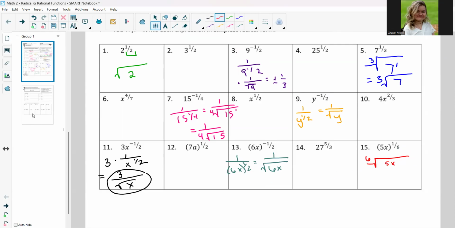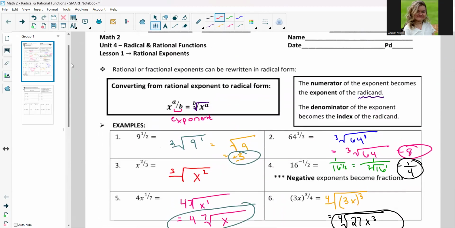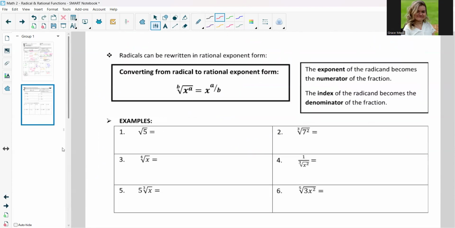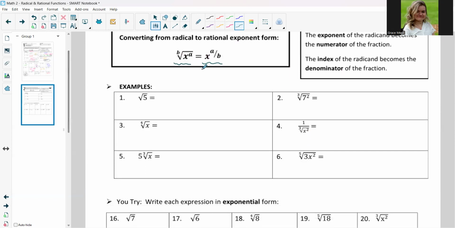Good. Now that we've looked at how we can go from rational to radical form, now we're going to go from radicals to rational form in the exponent. So essentially we're just doing the opposite way, right? And so this time we're going to be given a radical and we have to go to the fractional exponent. Remember, the number inside, that's going to be the exponent, is going to be your numerator. Your denominator is going to be the number on the shelf. So these ones can get a little bit tricky because sometimes if you don't see an exponent, we're going to assume that it's 1. So looking at number 1, right?